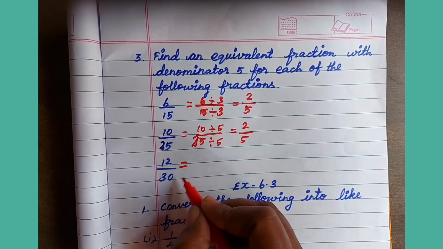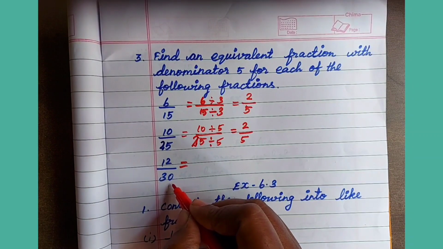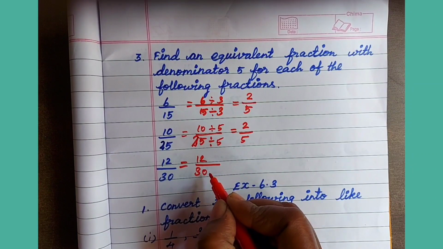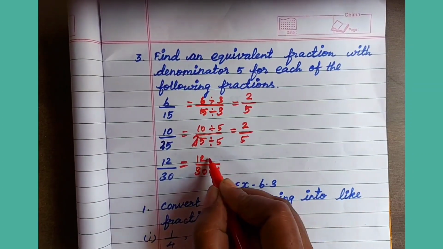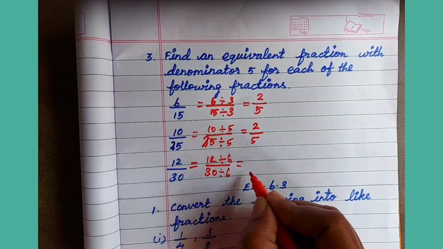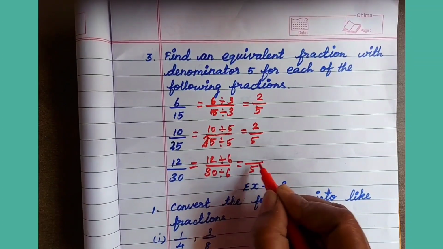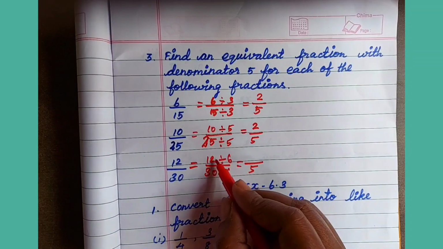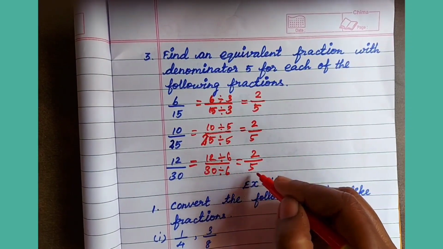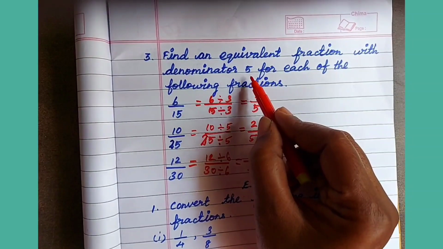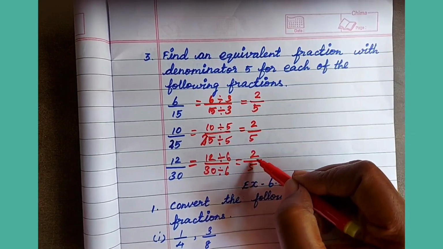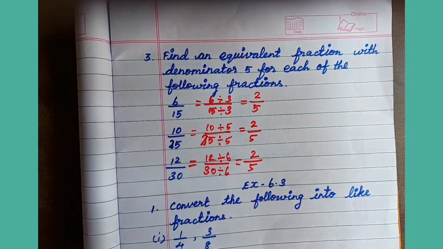Next one, 12 divided by 30. So write the fraction value 12 by 30. Which table do we have to divide with? The 6 table. 6 5s are 30, so we write 5 as the denominator value. In the 6 table, 12 is how many times? 2 times. So the first value is 2 by 5. The denominator value is the same value we get.